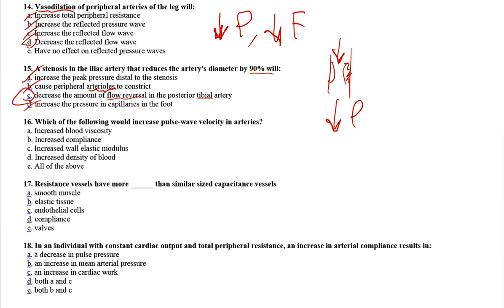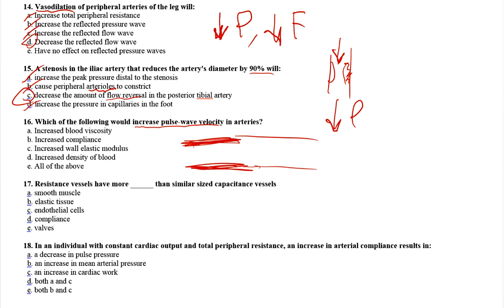Okay, number 16. Which of the following would increase pulse wave velocities in arteries? Without even looking at the answer choices, what would increase pulse wave velocity? This is all about compliance, I'm certain. If we made that artery harder, so here's the artery, if we make it harder, then the pulse wave velocity will be faster.